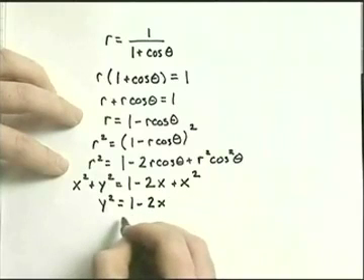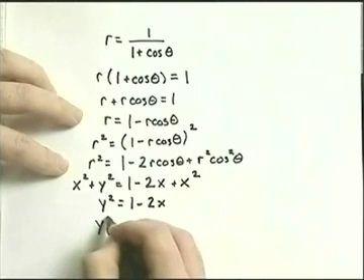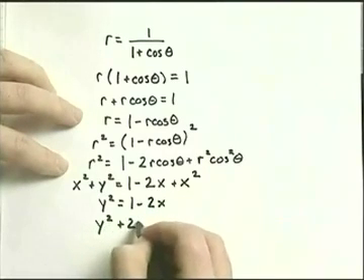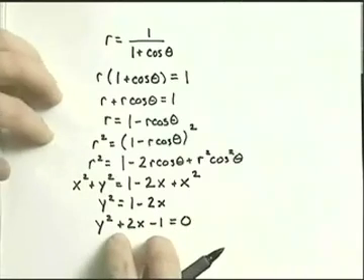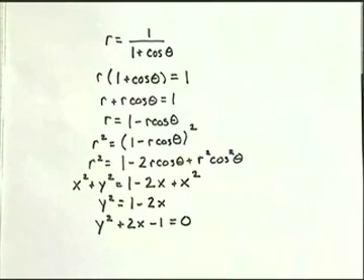If you want, you can express this equal to 0, and you're going to get y squared plus 2x minus 1 equals 0, and we have our equation in rectangular coordinates.